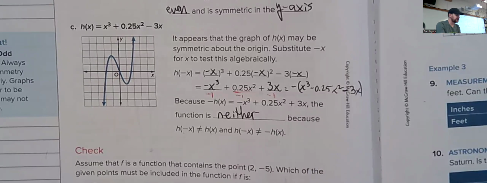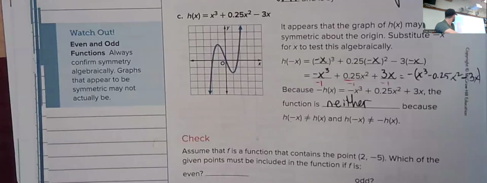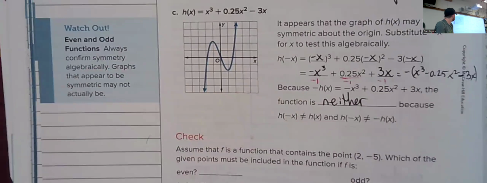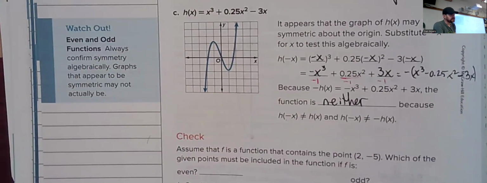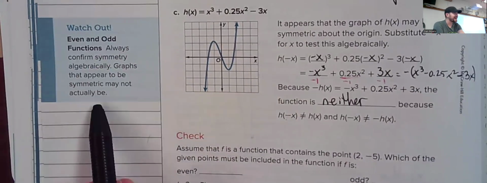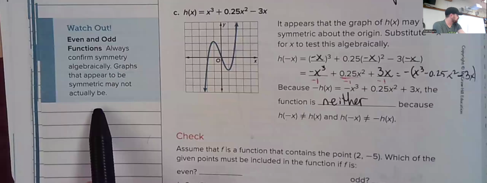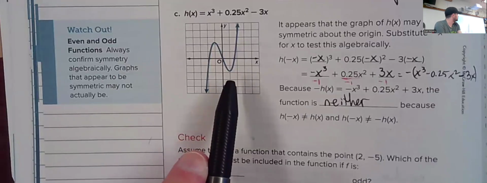And it actually says this on the left, watch out, even in odd functions, always confirm symmetry algebraically. You can always do it without plugging in numbers. You can always do it by plugging in the opposite value of x. Graphs that appear to be symmetric might not actually be. This one's really close to being symmetric, but it isn't symmetric.